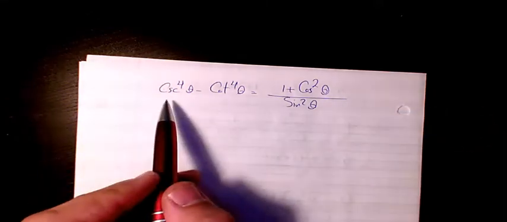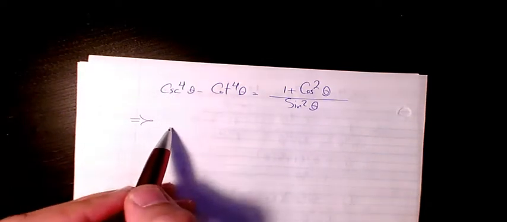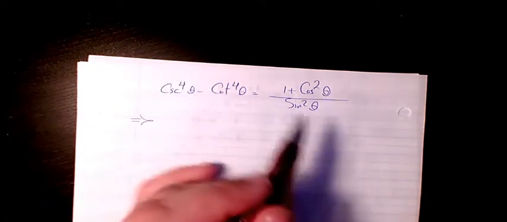So in this question, I have cosecant to the power of 4 theta minus cotangent to the power of 4 theta equals 1 plus cosine squared theta divided by sine squared theta. So right away I convert cosecant to sine and convert cotangent to sine and cosine.